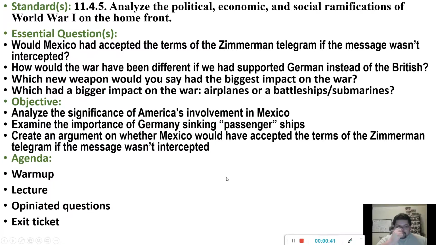So let's go over the objective. We're going to analyze the significance of America's involvement in Mexico. We're going to examine the importance of the Germans sinking passenger ships, and we're going to create an argument of whether Mexico would have accepted the terms of the Zimmerman telegram if the message wasn't intercepted.